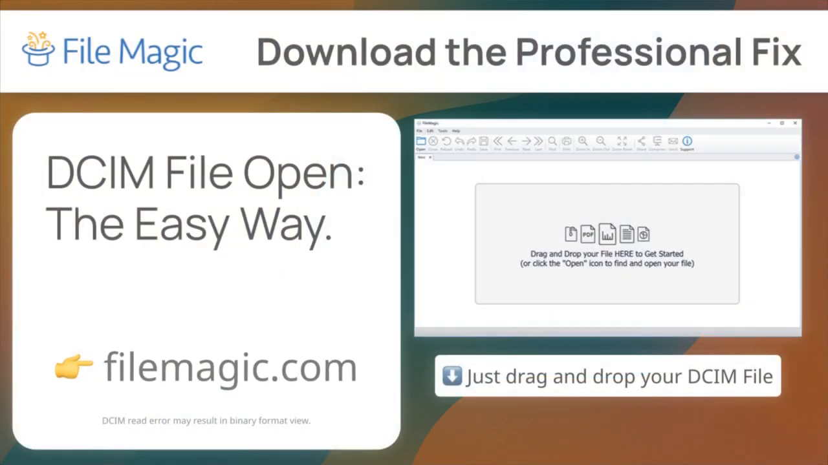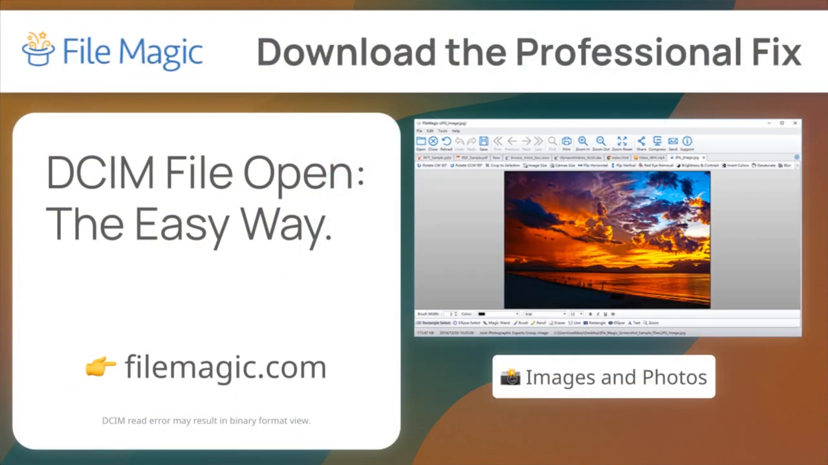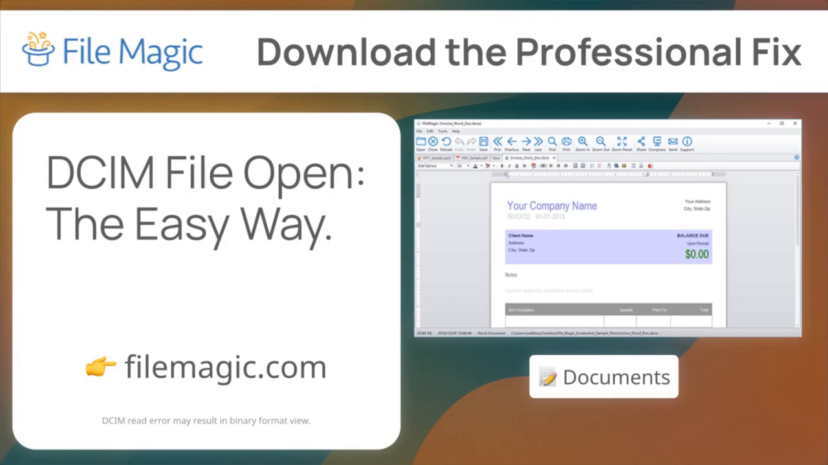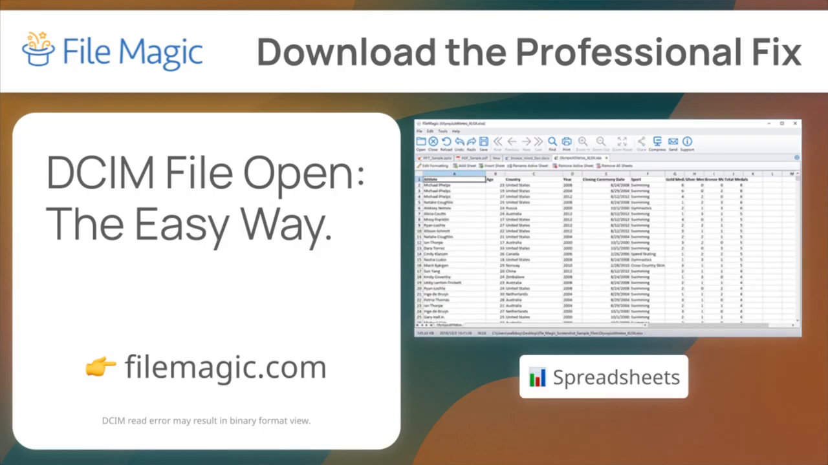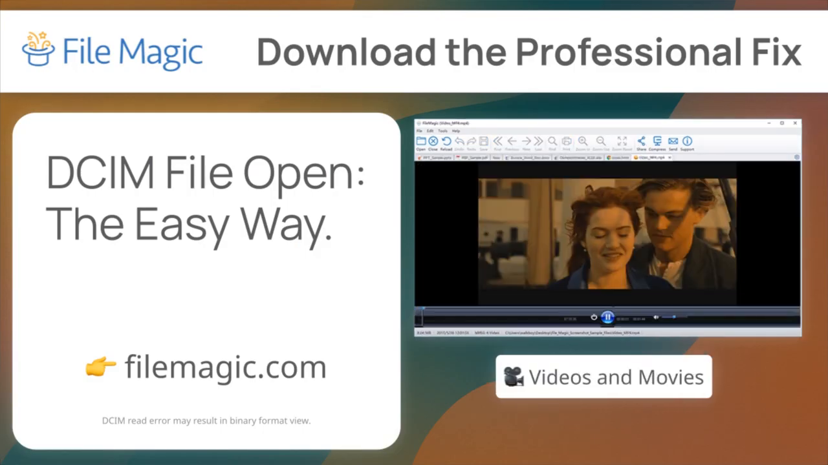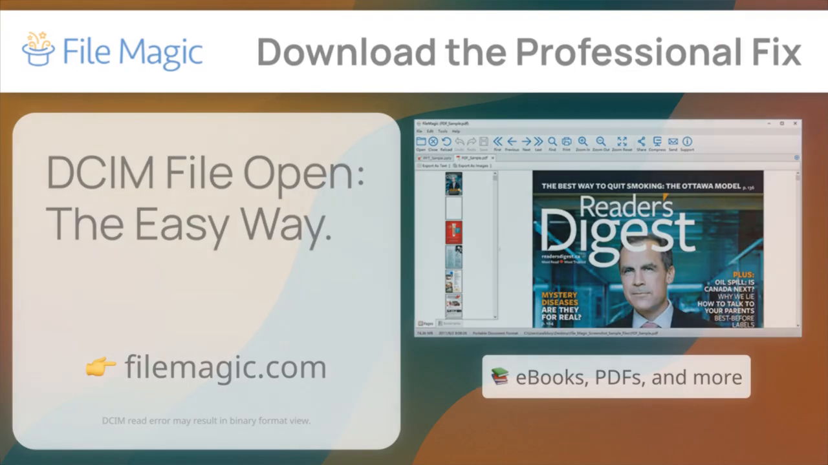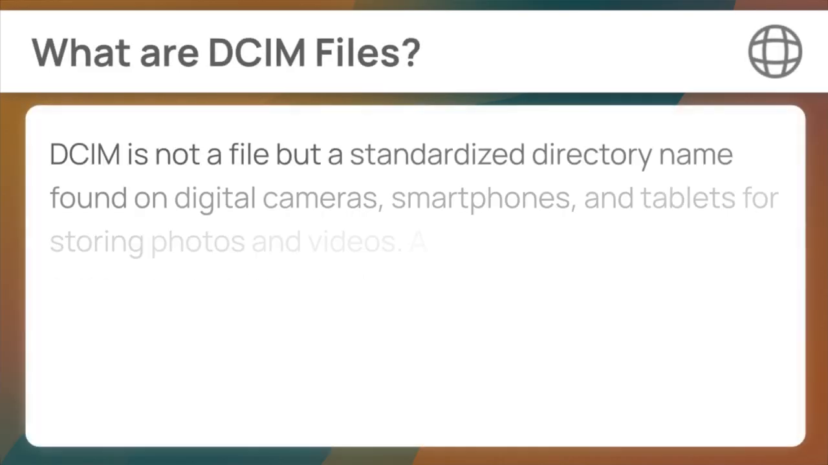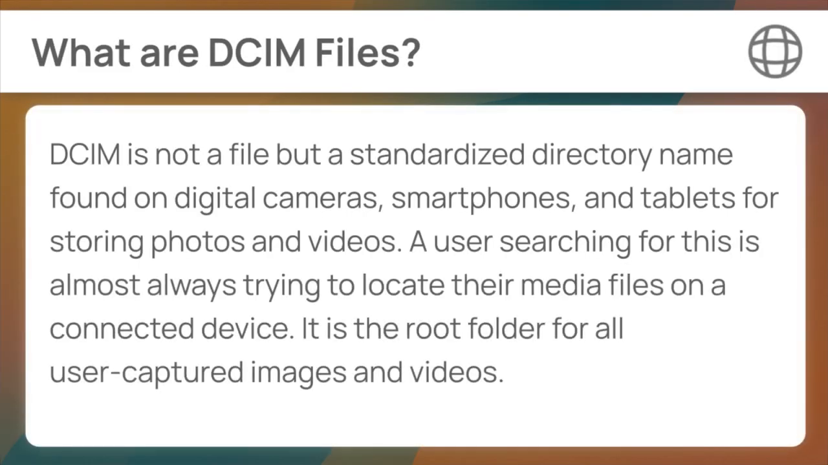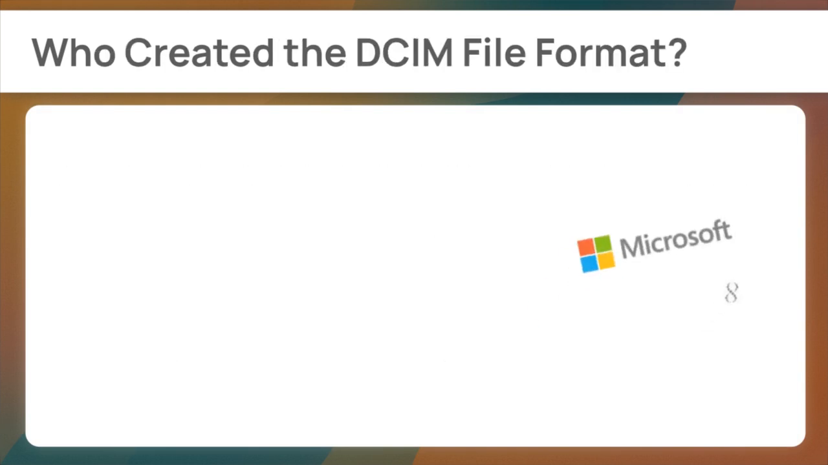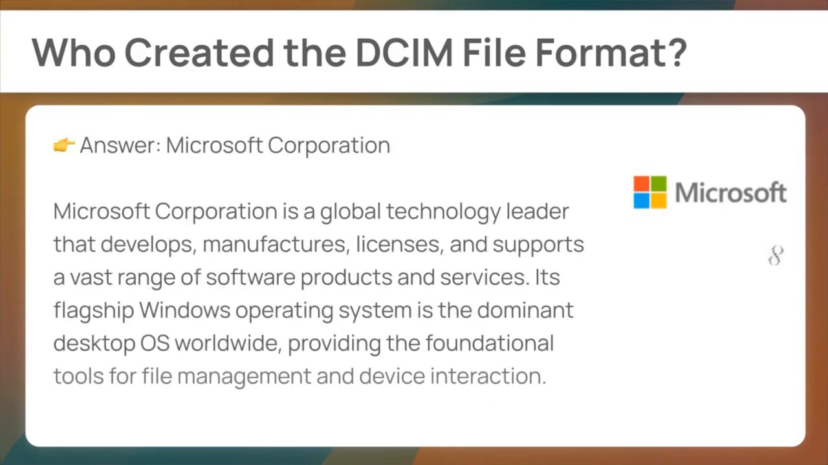When we reach the final stage, we'll shift gears. We are going to maximize results with a single, highly effective DCIM file inspection program that provides coverage for a wide range of formats. DCIM is not a file but a standardized directory name found on digital cameras, smartphones, and tablets for storing photos and videos. A user searching for this is almost always trying to locate their media files on a connected device. It is the root folder for all user-captured images and videos.